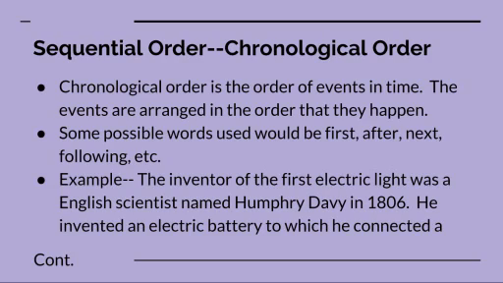Sequential order can also be chronological order. Chronological order is the order of events in time. The events are arranged in the order that they happen. Some possible words used might be first, after, next, following, and others.